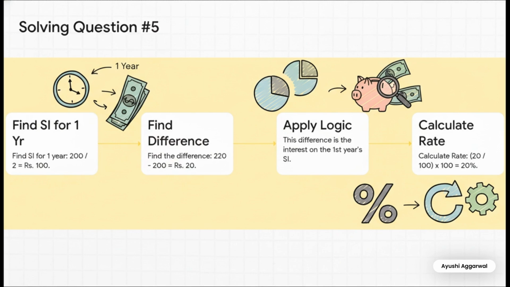Now, you have to ask yourself, where did this extra 20 rupees come from? And the logic right there in step 3 is the whole secret. That extra 20 is the interest earned on the first year's simple interest. It's interest on the 100 rupees. So what's the rate? Step 4 shows you, 20 is what percent of 100? It's 20%. And that right there is the core logic of compound interest in a nutshell.